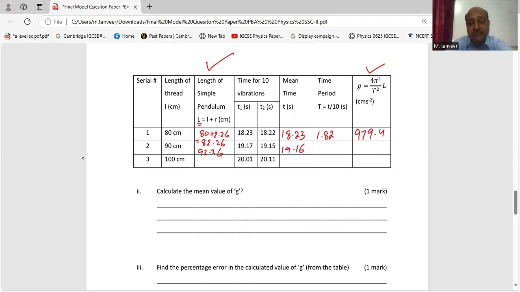Now you will divide it by 10. Capital T is equal to small t divided by 10. This is your small t. When you divide it by 10, you get 1.91.